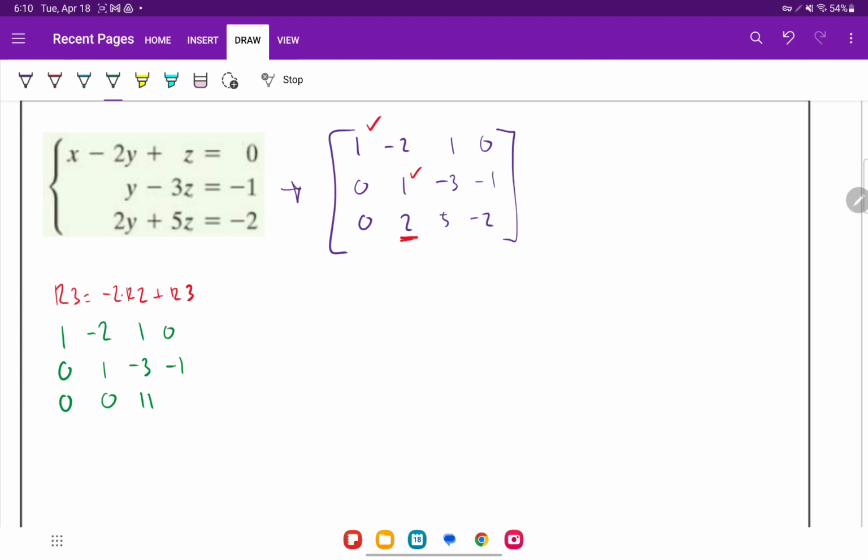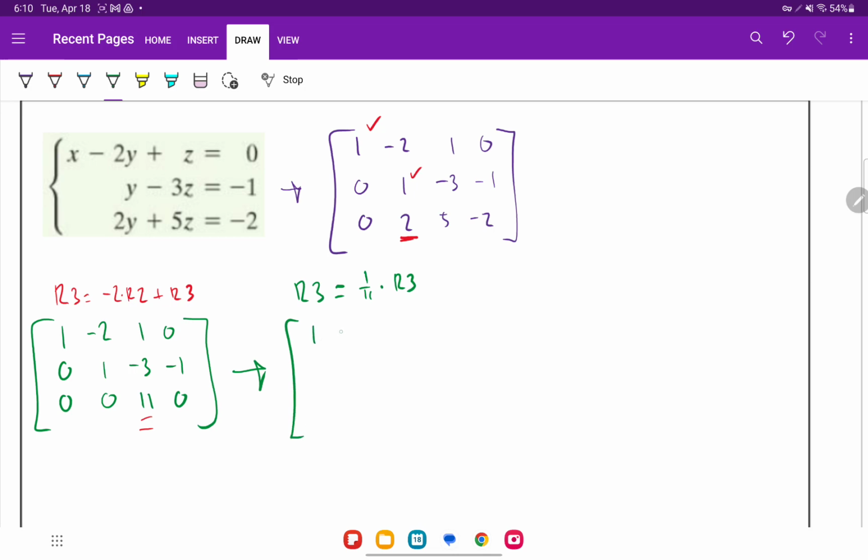Negative, let me verify that. So negative 2 times negative 3 is 6. 6 plus 5 is 11. Okay, that's fine. And then we have negative 2 times negative 1 is 2. And then 2 minus 2 is 0. All right, there we go. This number right here has to be a 1. So I'm going to take row 3 and multiply it by 1/11. And that will give me the row I need.